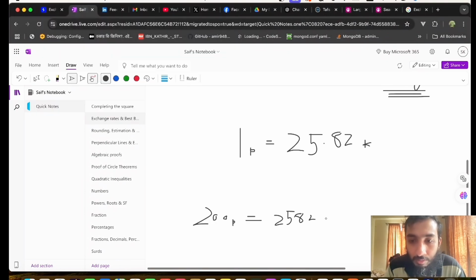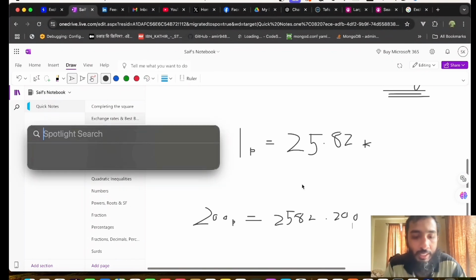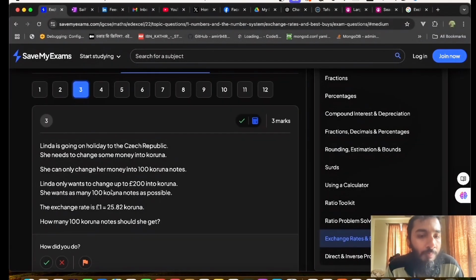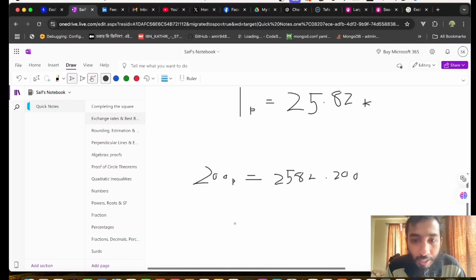25.82 multiplied by 200, right? If I use a calculator and multiply 200 with 25.82, I get 5,164. So she wants 5,000. The calculator says 5,164. Okay, she basically needs to convert 5,164 koruna. She wants this 5,164 koruna.